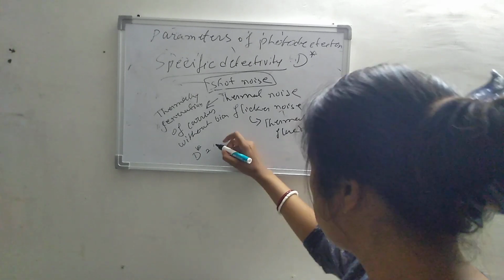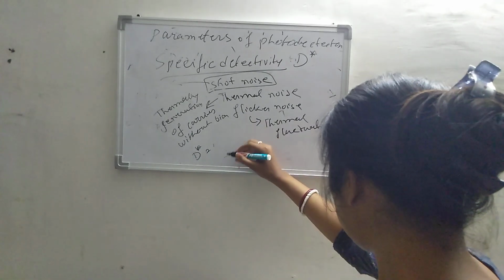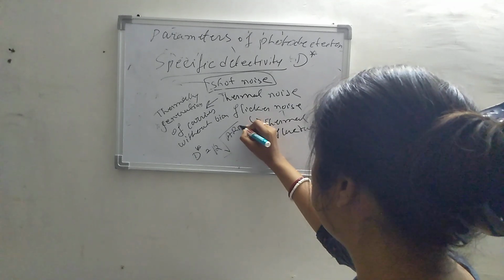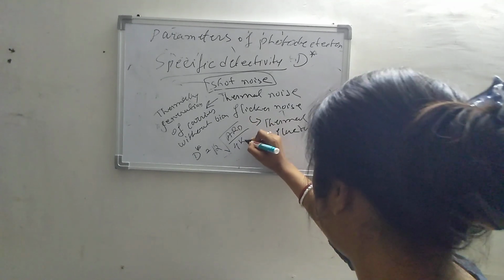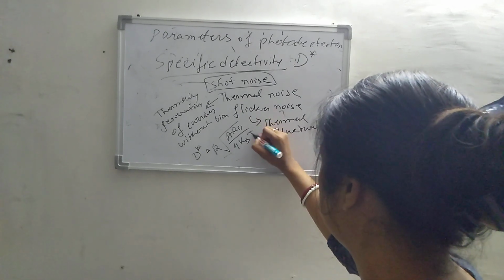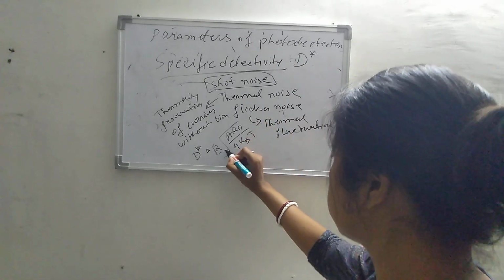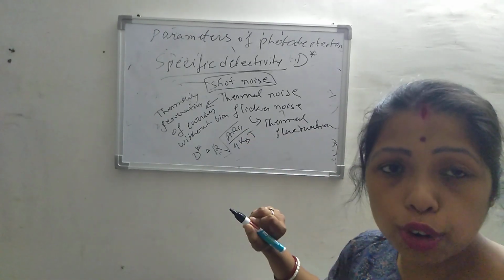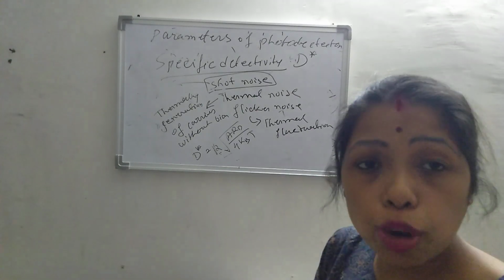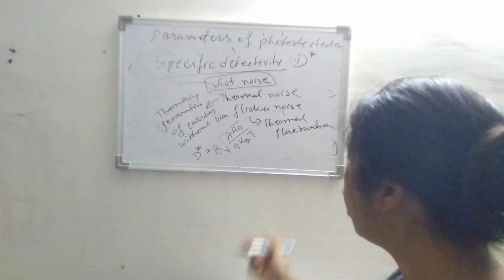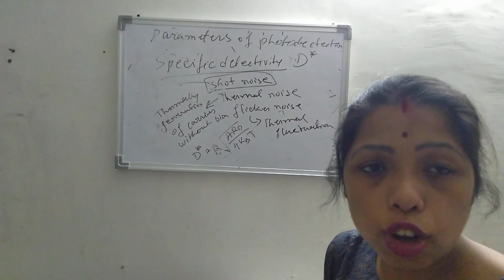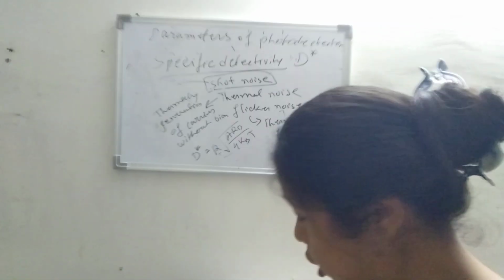What is the formula for calculating detectivity? D* is equal to R times the square root of A R_D divided by 4 k_B T. R is the responsivity, A is the active area of the photodetector, R_D is the zero bias differential resistance, k_B is the Boltzmann constant, and T is the temperature.